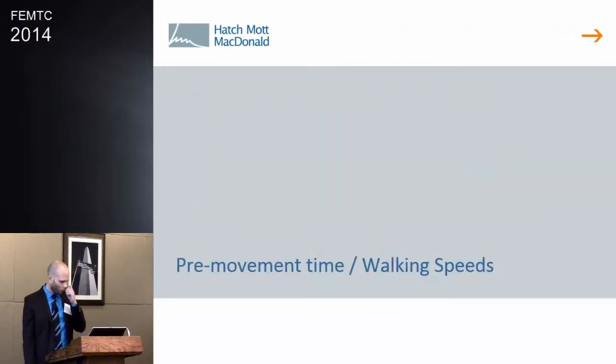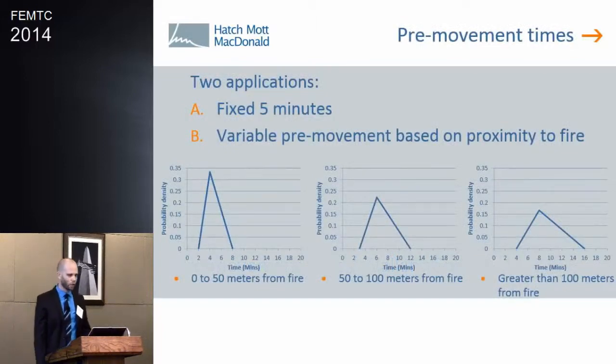I think actually really quite well linked to what we were discussing earlier. There are obviously different ways of implementing pre-movement time. So for the study, one of the studies that we did, we basically said, look, there are different ways of implementing pre-movement time. So in this paper we look at 2. We've got a fixed 5 minutes for everyone in the tunnel. But then there's another approach. Well, okay, it's going to be variable, probably dependent on how close you are to the fire. So we instigated these pre-movement time probability densities at different ranges: 0 to 50, 50 to 100, greater than 100 metres.